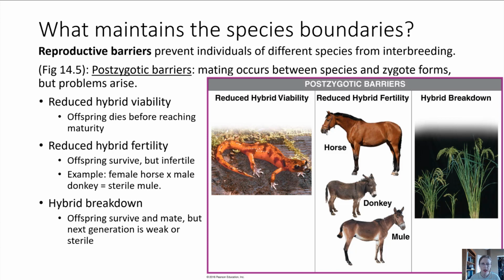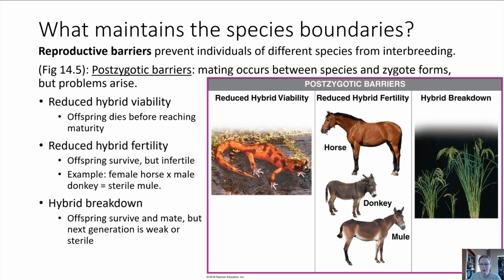Perhaps they can interbreed. They produce an offspring that survives into adulthood. Maybe it's even fertile. Okay, so it may survive and reproduce with others like itself, but each subsequent generation gets a little bit weaker, and eventually this line just dies out altogether. So that's called hybrid breakdown. The hybrid can be formed, but over several generations, that line will cease to exist. So this new species doesn't survive for very long.